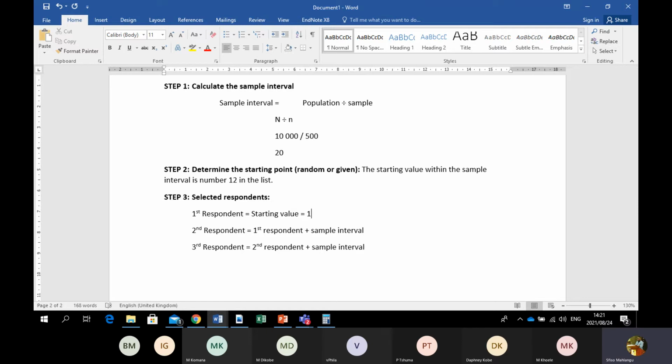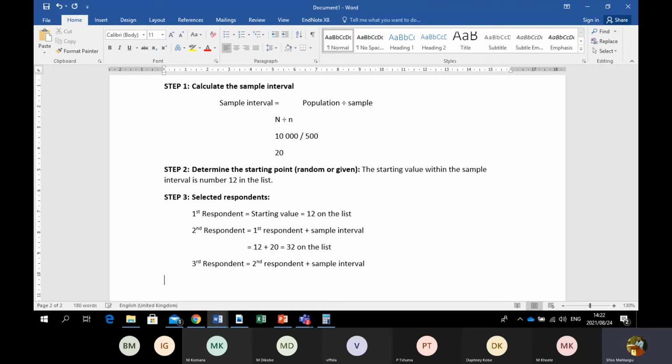The person that appears to be number 12 in our list, we will first call that person and say you are invited to participate in a survey. So in our Excel spreadsheet, we look for number 12, we look at the contact details, and it becomes our first person. The second respondent equals the first respondent plus the sample interval, which is the formula that we are using. That translates to the first respondent, number 12, plus the sample interval which we calculated, which is 20. And the next person we're going to interview is number 32 on the list.